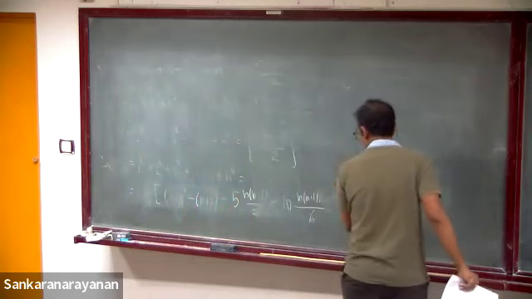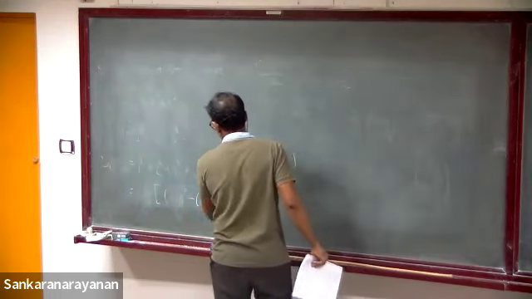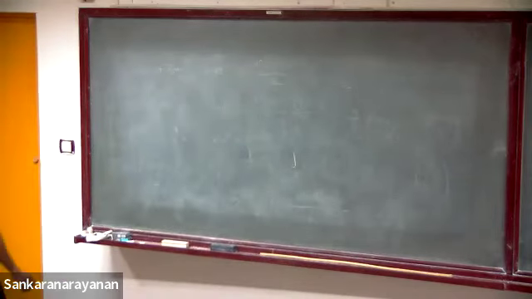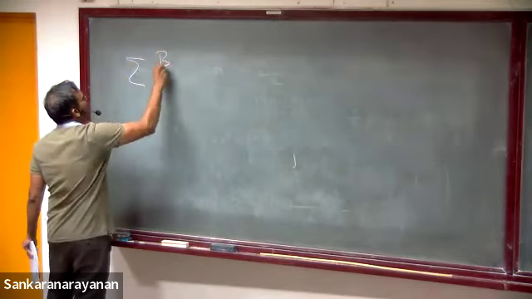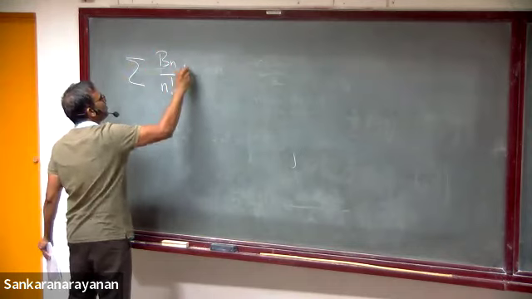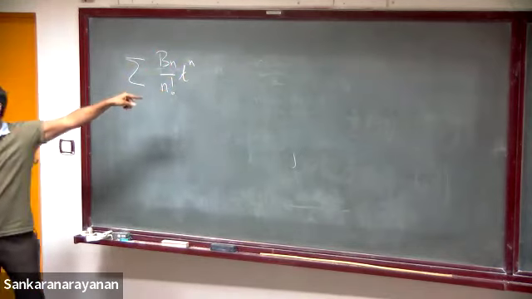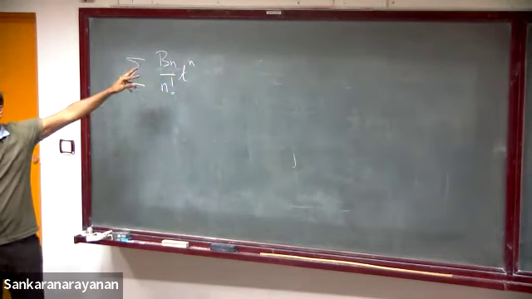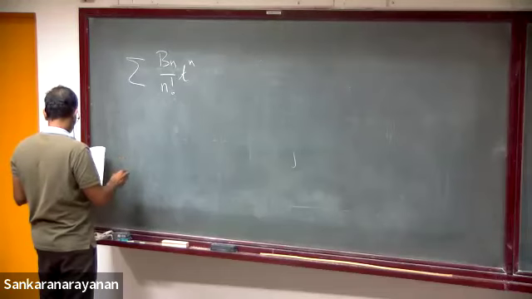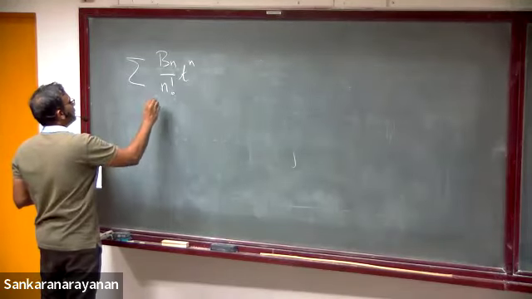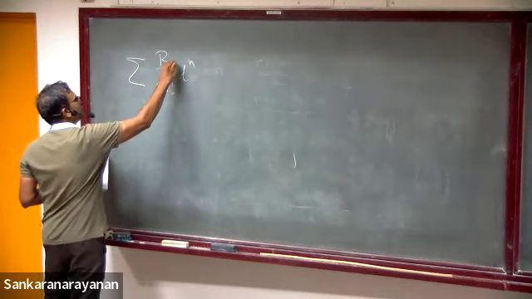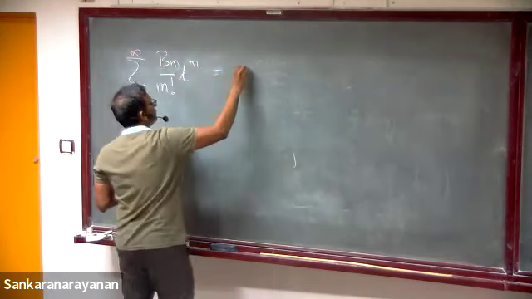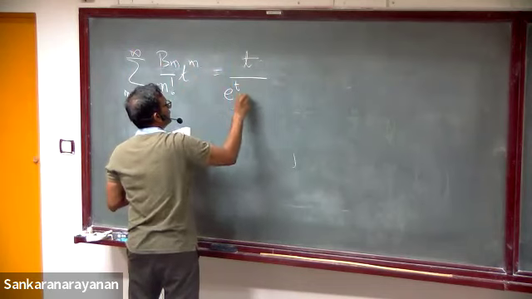So the formula is the summation of bm by m factorial t to the power m. If you just had t to the power m by m factorial, that would be the exponential function, right? So this is called an exponential generating function. And m goes from 0 to infinity, and it is equal to t by e to the power t minus 1.